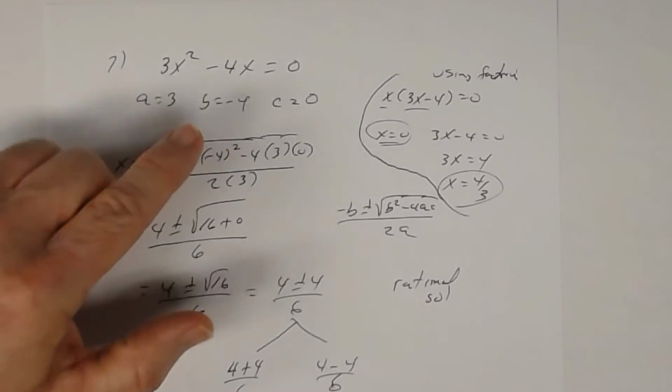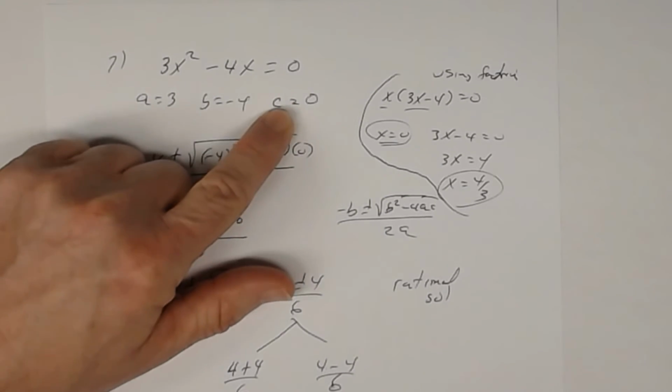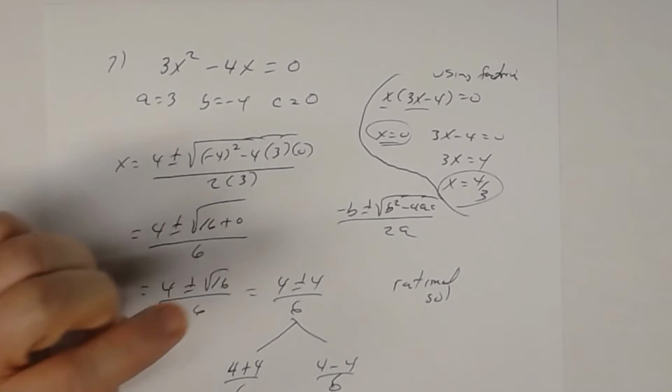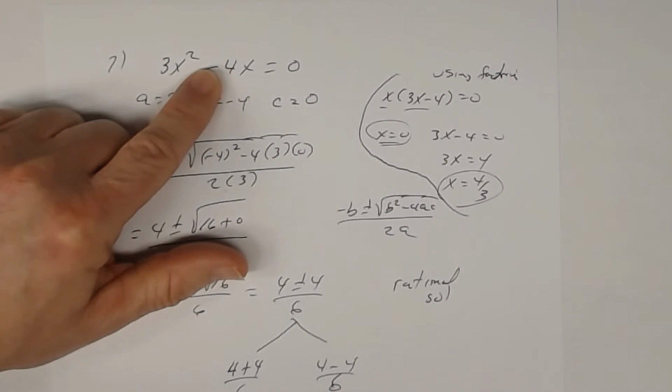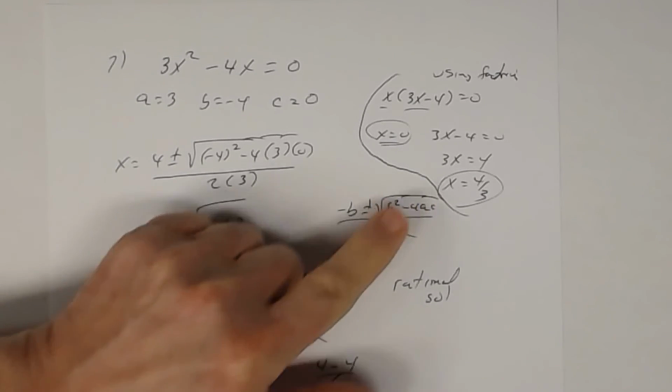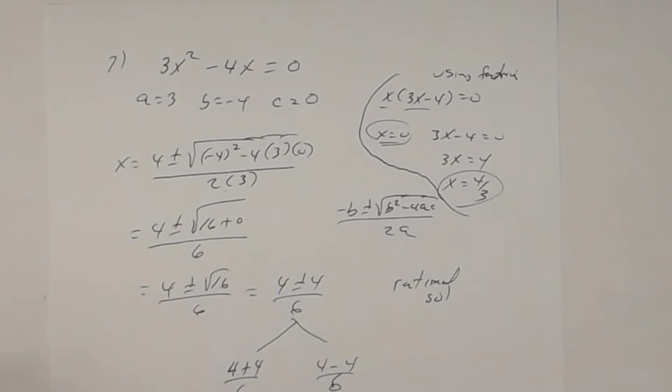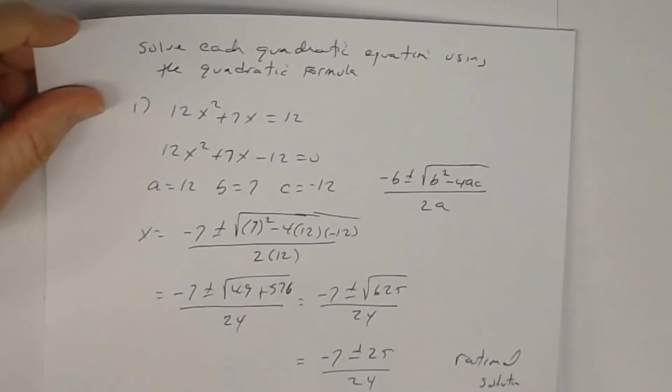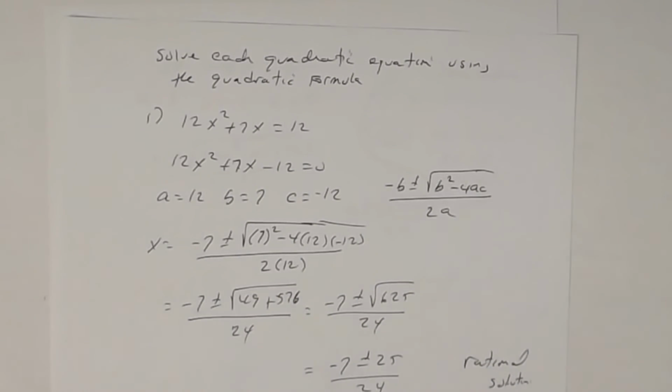And I brought that up for several reasons. Some students don't know what to put for c, so c is 0. The other is that when they see this, they recognize, hey, I can do this by factoring, so I'm going to use factoring. But you're not following directions. Always make sure you're following directions. All right. So that is a review on solving quadratic equations using the quadratic formula.